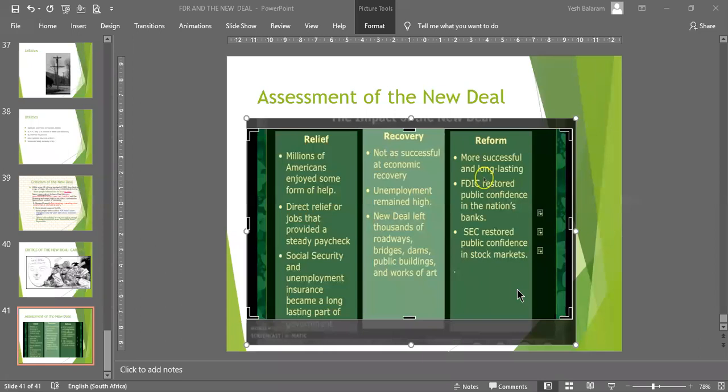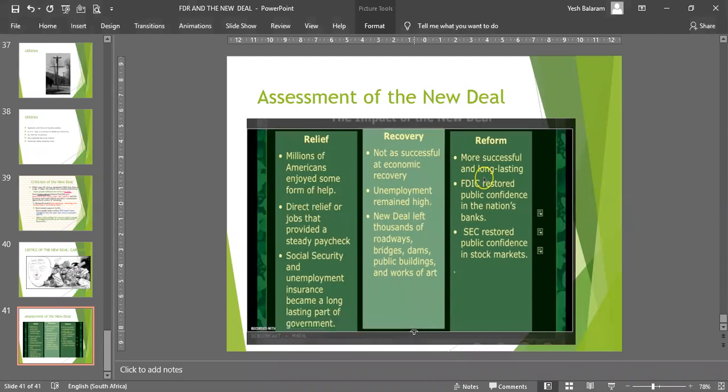So when we assess the New Deal, in other words, we review the successes and failures of the New Deal, you would look at the relief, recovery, and reforms. The positive side was millions of Americans enjoyed some form of help because of the relief agencies like the Federal Emergency Relief Agency, the National Banking Act, etc. There was direct relief or jobs that provided a steady paycheck. Social Security and unemployment insurance became a long-lasting part of the government.